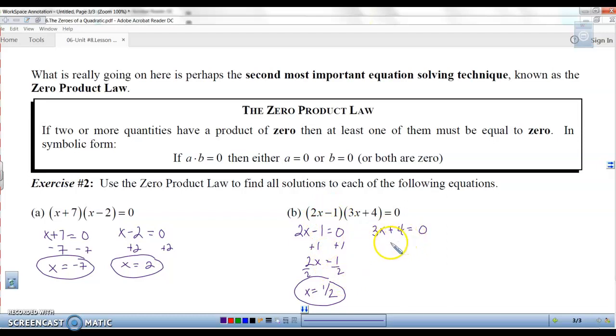This one, 3x plus 4 is equal to 0. Subtract the 4. And then divide by 3. And we get x equals negative 4/3. Okay, so there's my 0. So the zero product law basically says when you factor a quadratic, take each bubble, set it equal to 0 to find the zeros of the quadratic.